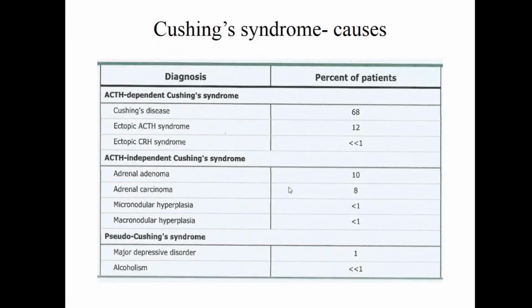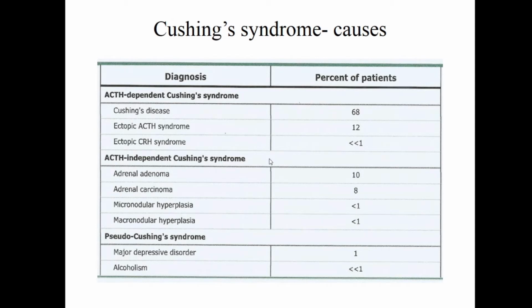Cushing syndrome, what are the causes? We divide Cushing syndrome into two causes. One is ACTH dependent. ACTH dependent means that this is related to a disease which is in the brain or ectopic. Ectopic secretions of ACTH. That means ACTH dependent means ACTH is increased. So one is Cushing's disease. When we talk of Cushing's disease, you know that it is a disease of the pituitary. When you have a disease of the pituitary causing increased ACTH secretion, then that is one of the causes of Cushing syndrome. The other is ectopic ACTH syndrome.